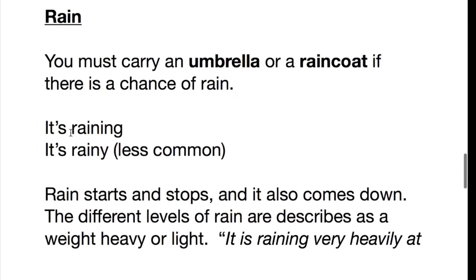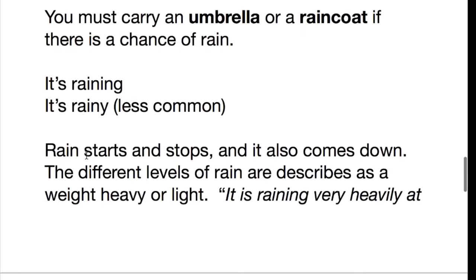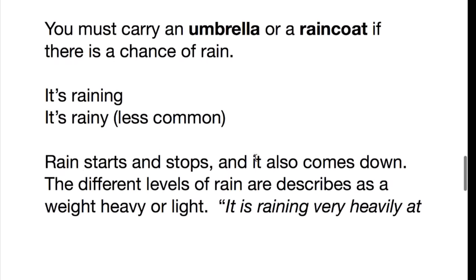We'd often say it's raining. That's what you hear from many Brits most of the time. What's the weather doing? It's raining. Or you could say it's rainy. Not as common, but you can use it. It's not weird to use it, it's just not as common. So you say it's rainy. It's a bit rainy. So rain starts and stops, and it also comes down. These are words you use when talking about rain. You say it started to rain, or it has stopped raining, or the rain is coming down.